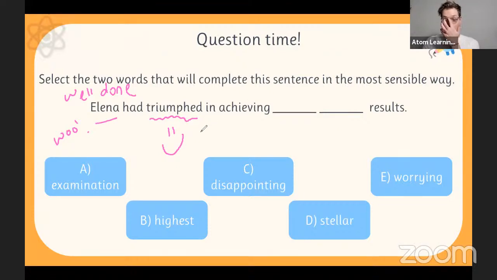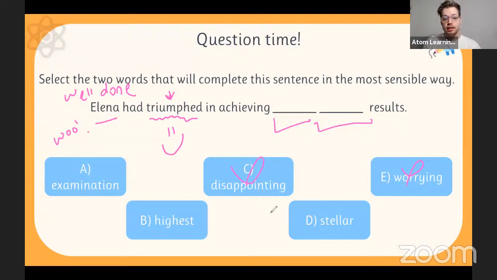Okay, so for those of you wondering why I'm doodling, it's actually to give you a hint. So we know Elena triumphed, okay? So that is our clue. So we know we need positive words in this sentence. Looking at the words, disappointing, I don't think that's going to be it. Worrying, I don't think it's going to be that either, because when you triumph in something, you're normally not disappointed or worried. So in achieving something results, I know that we're going to need an adjective before the noun, because that's how we describe nouns.